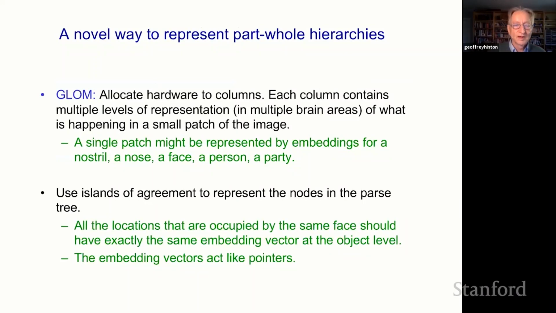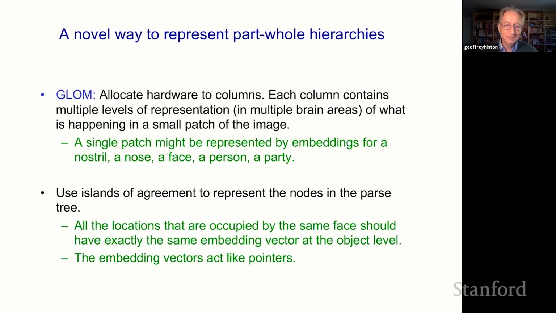So the imaginary system I'll talk about is called GLOM. And in GLOM, hardware gets allocated to columns, and each column contains multiple levels of representation of what's happening in a small patch of the image. So within a column, you might have a lower level representation that says it's a nostril. And the next level up might say it's a nose. And the next level up might say a face. The next level up a person. And the top level might say it's a party. That's what the whole scene is.